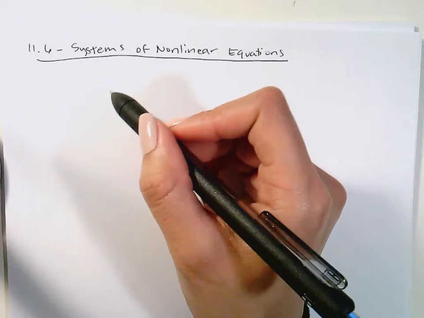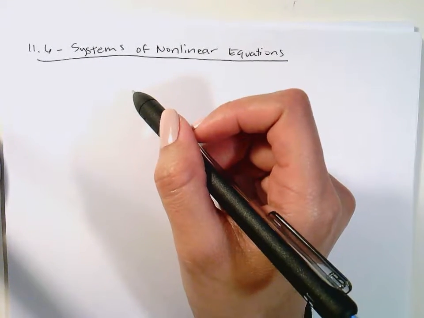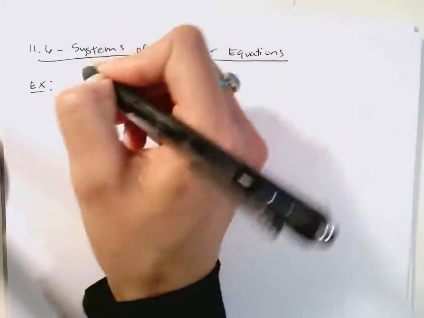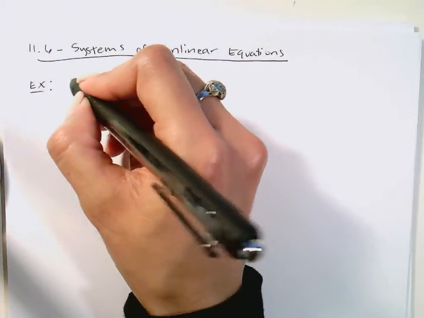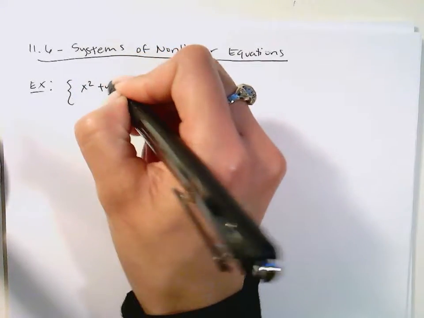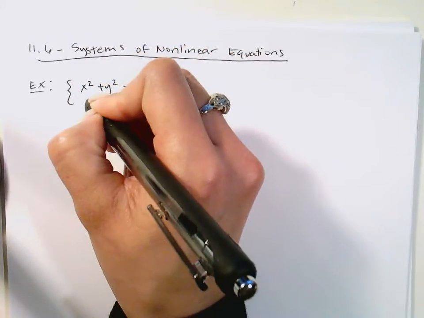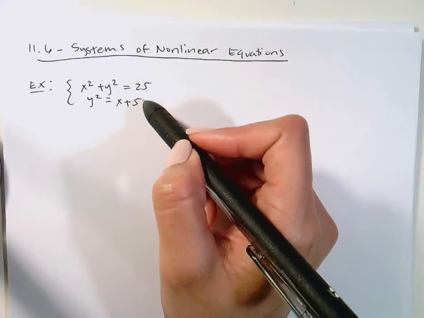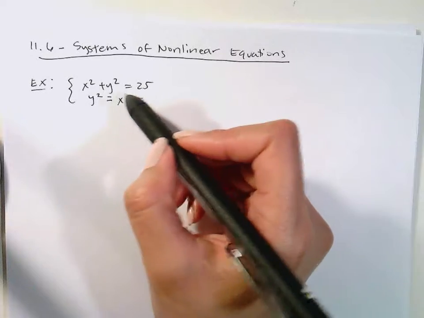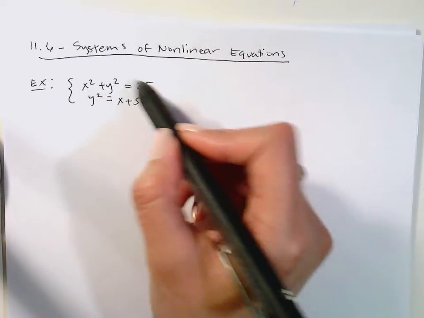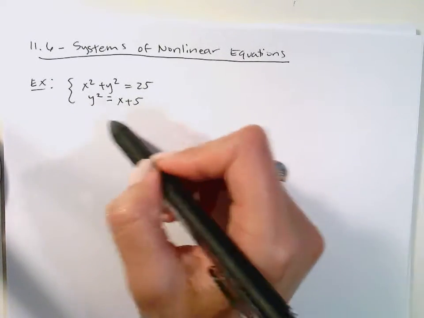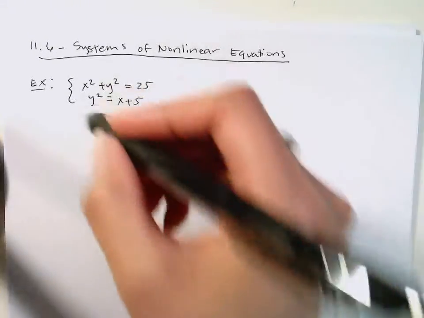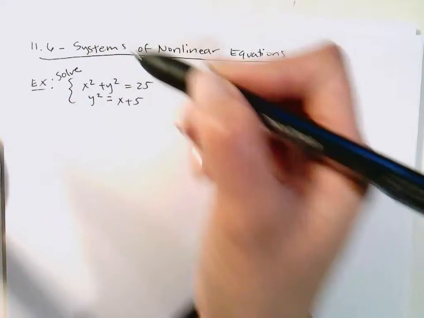So in this section, we're going to go over 11.6 on systems of nonlinear equations. So let's go ahead and solve the following system of equations. x squared plus y squared is equal to 25, and y squared equals x plus 5. So these two equations are not linear. The first one is a circle, and the second one is a parabola. So we're going to go ahead and find where these two equations intersect. So we're going to go ahead and solve the system.